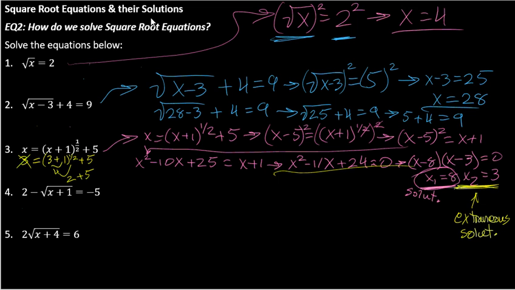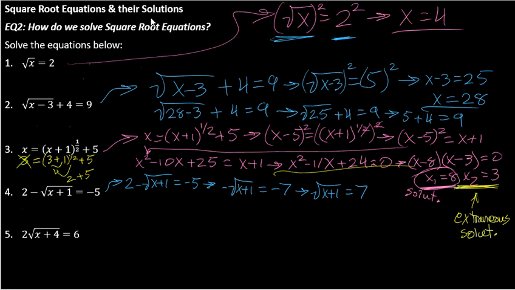Okay, so this one's not going to be so bad. We've got 2 minus the square root of x plus 1 is equal to negative 5. So again, we want to go ahead and get the radical expression by itself. So I'm going to subtract 2. And that's going to give me negative square root of x plus 1 is equal to negative 7. Then I'm going to multiply by negative 1. And that's going to give me square root of x plus 1 equals positive 7 now, since I multiplied by negative 1 on both sides.